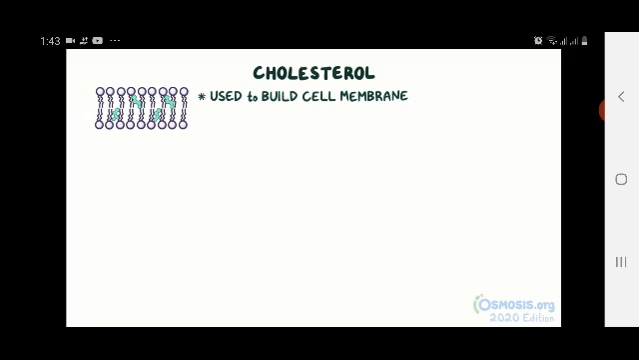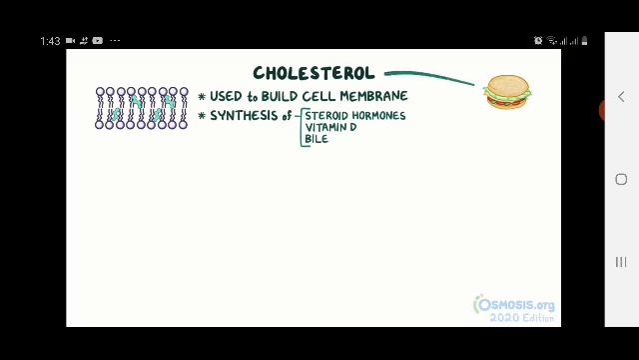Although it's got a bad reputation, cholesterol is actually a critical component of our cells, and is used to build the cell membrane. It also has other uses, like the synthesis of steroid hormones, vitamin D, and bile. Normally we get our cholesterol from the food we eat, but it can also be synthesized by the liver.